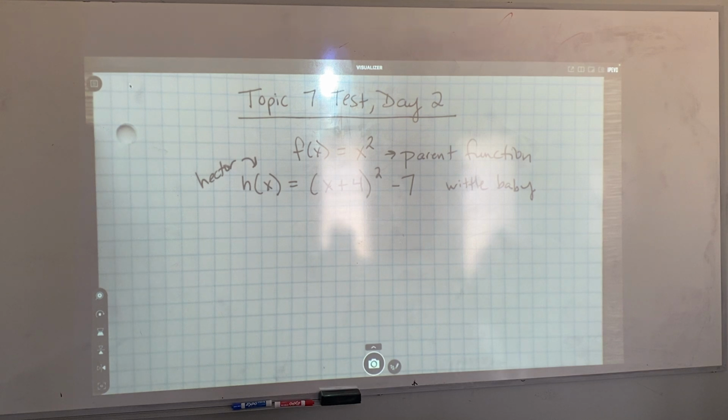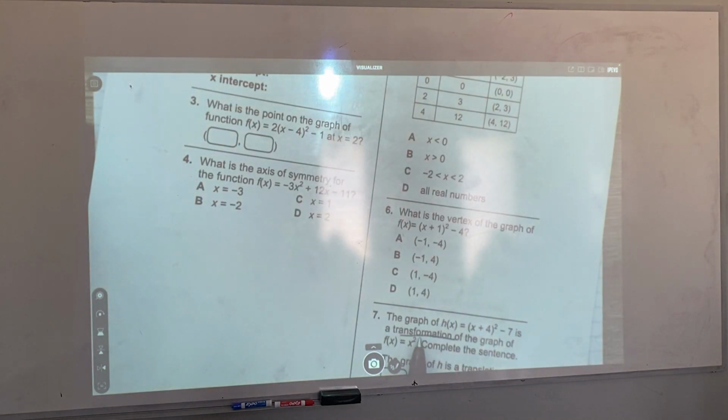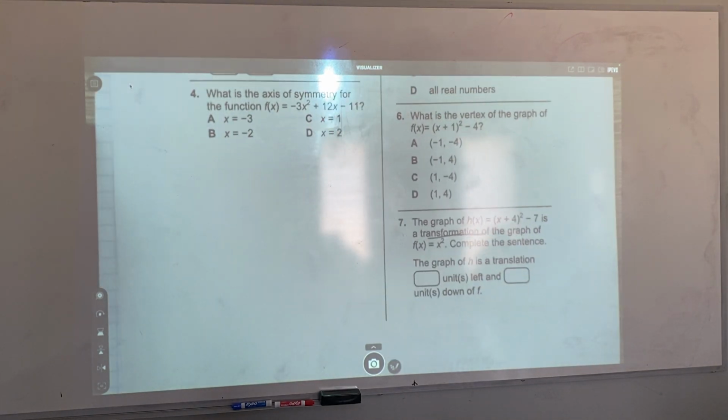He's a little bit different than Mommy and Daddy. He's in a totally different spot on the coordinate plane. And it even tells us that it's a transformation. Now, sometimes a transformation isn't necessarily just a change of location, but in this answer, it actually gives that information right here. The graph of H, the graph of the little baby Hector, is a translation, blank units left and blank units down.